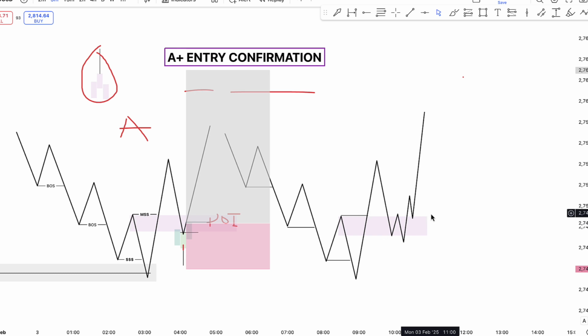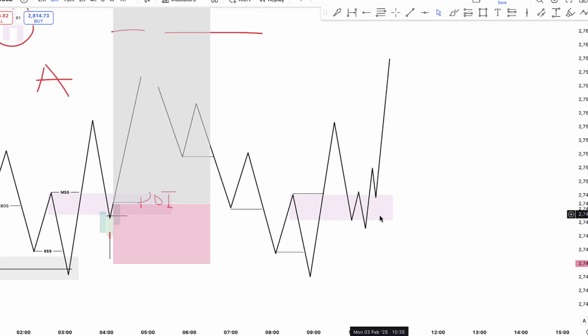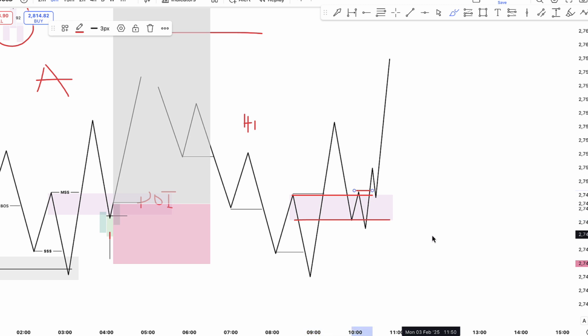Now just notice what happens around the point of interest. Mostly I like to see price shift structure in the lower time frame at the point of interest. Let's assume this is the H1 assumption, and the moment price comes here as my point of interest, I want to see price shift structure in the 5-minute time frame. All right, let me show you an example of this.